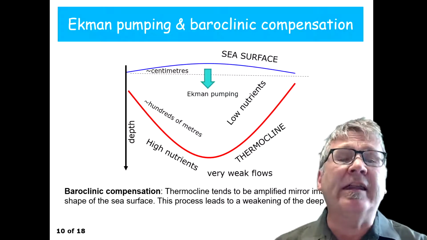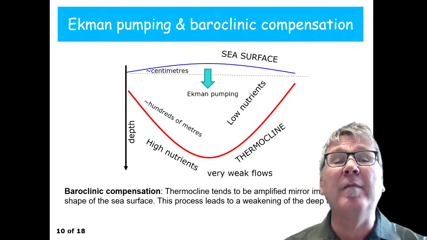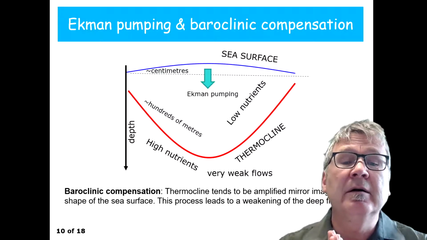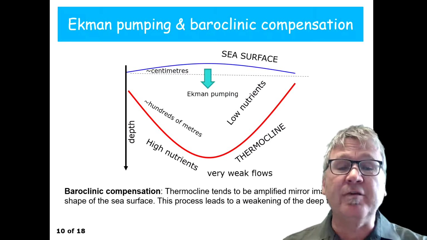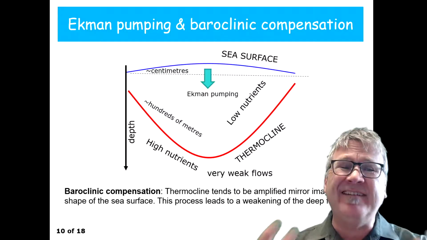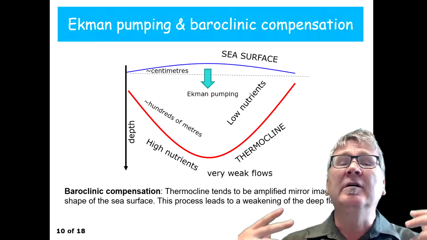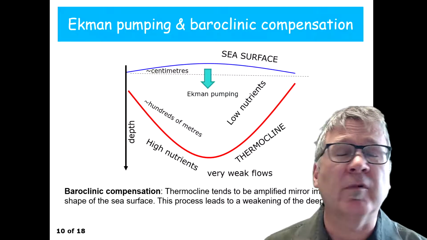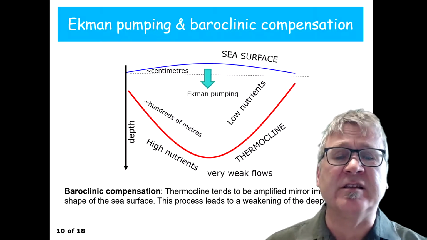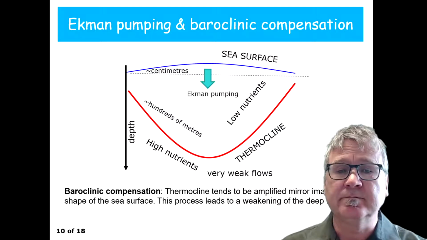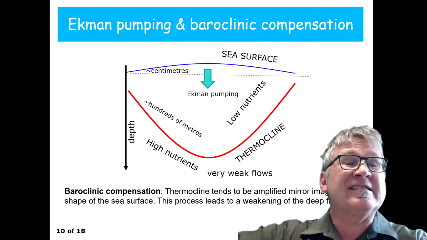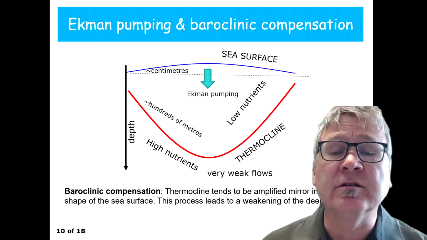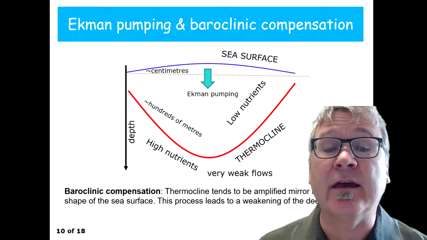So let's have another look at it. This is one example of a subtropical gyre. You can see the shape of the sea surface, and we're talking about an elevation of the order of centimeters. Maybe you get something like 10 to 20 centimeters in the center, on a scale of many thousand kilometers horizontal.